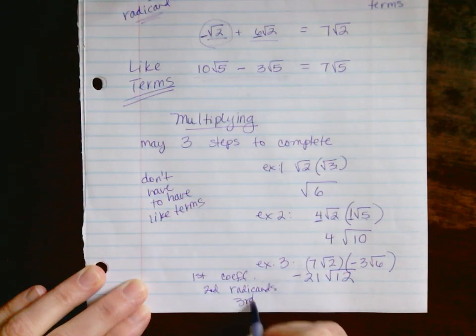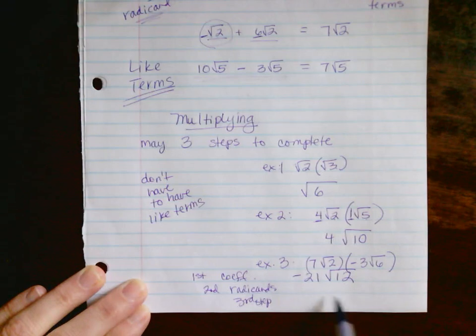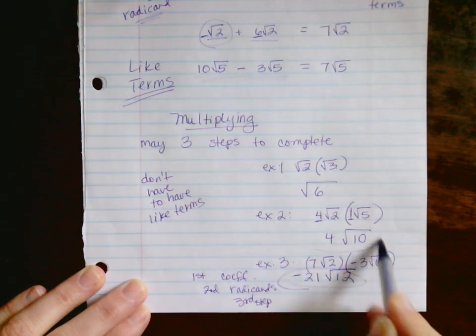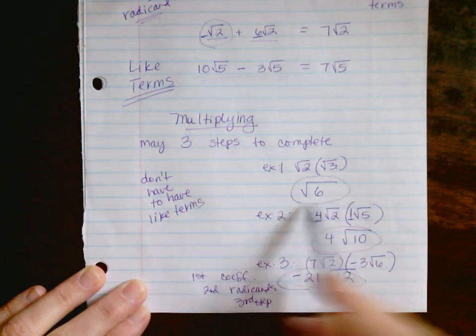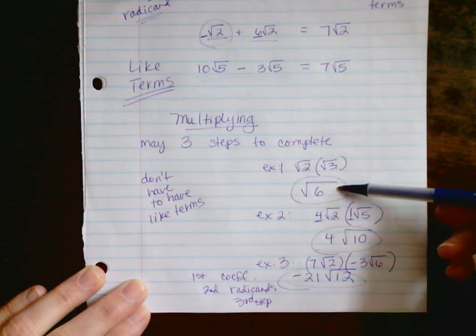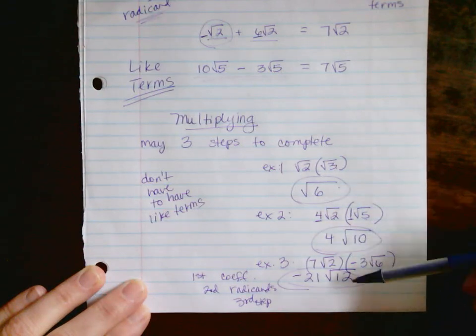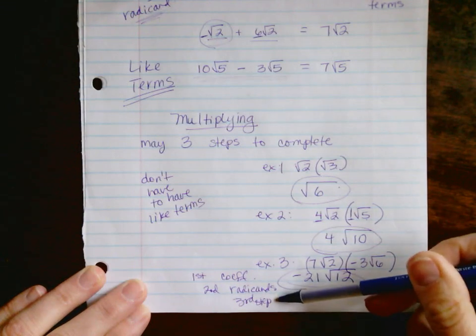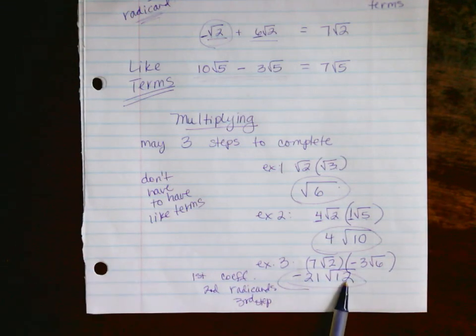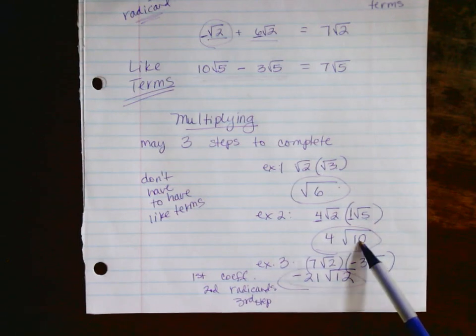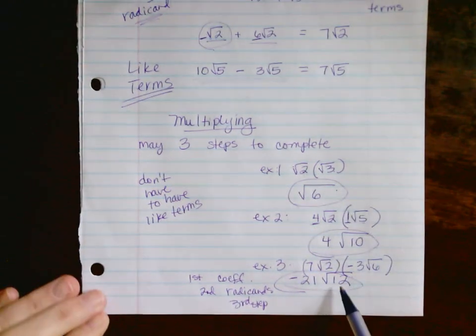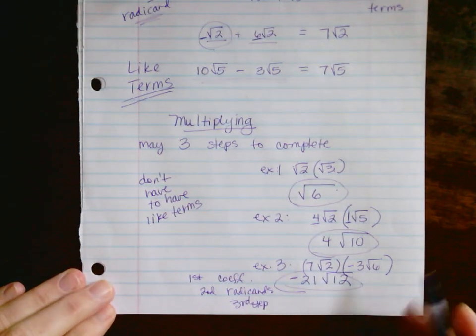Now the third step, and I've been doing this, whether you knew it or not. Once you find the product of your radical expressions, you should always take this last step and ask yourself if the radicand is simplified. Does the radicand have any perfect square factors? 10 does not, 6 does not, but 12 does have a perfect square factor.